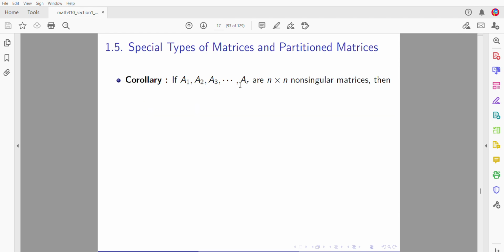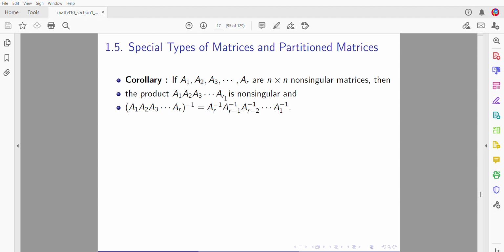Now suppose you have more than two, say R number of non-singular matrices A1, A2, A3 to AR. They are all of the same size n by n. They are non-singular matrices. Then the product is also non-singular. Product is non-singular, and the inverse of the product, notice the order got changed. AR inverse first, AR minus 1 inverse next, AR minus 2 inverse after that, and the last one is A1 inverse. So order gets changed when you find the inverse.